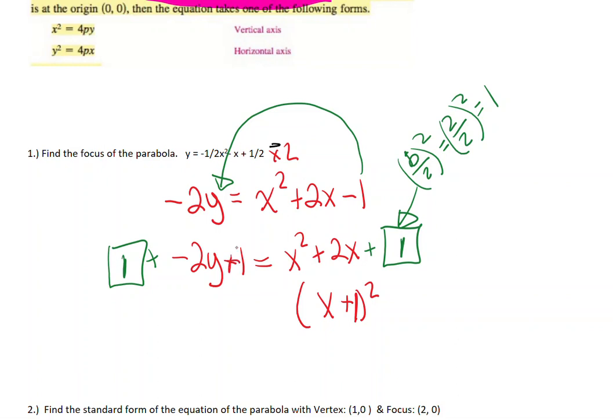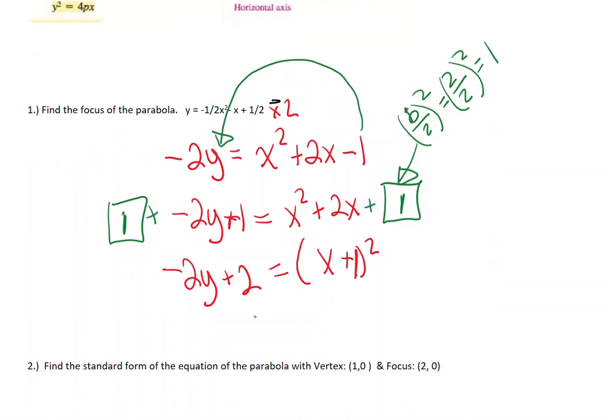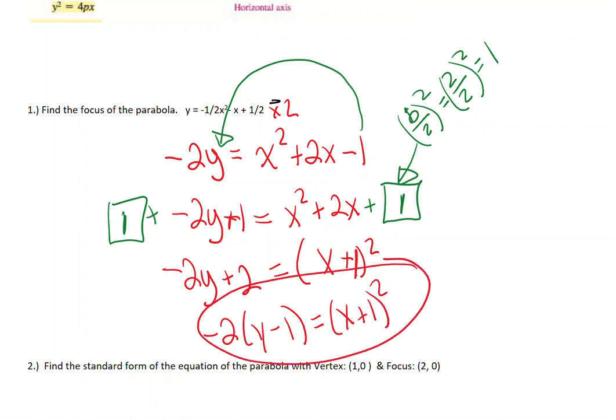Sorry, this should have been a +1 right here. So now what I have is -2y plus 2 equals that quantity x plus 1 squared. And what we do with this is we're going to divide out the -2, so we get y minus 1 equals the quantity x plus 1 squared. So this is the form you'd put it in to WebAssign. And this gives me a couple of things. First of all, this tells me the vertex. The vertex is -1 that comes from here, and then the +1 comes from here.